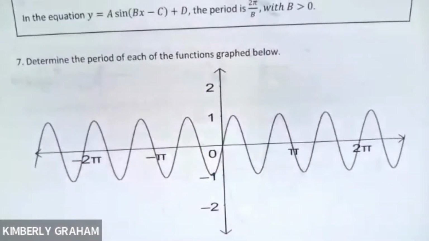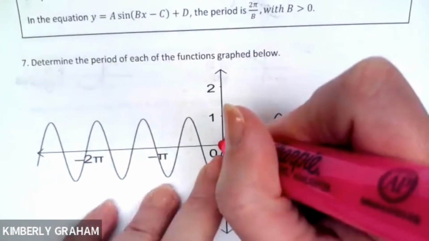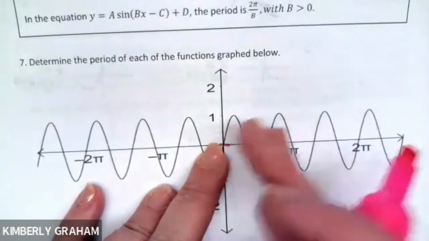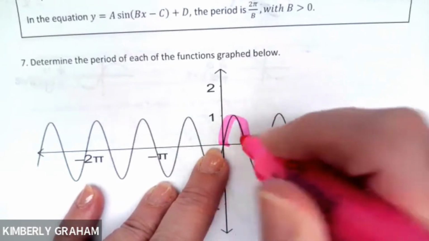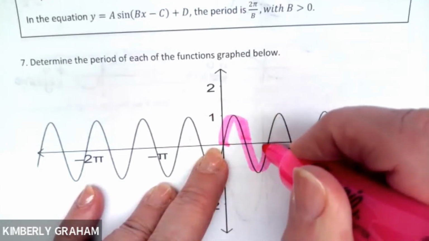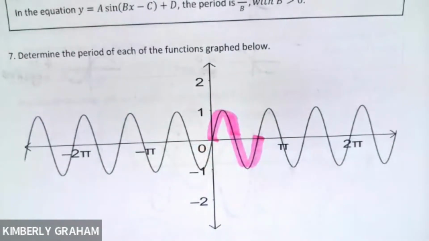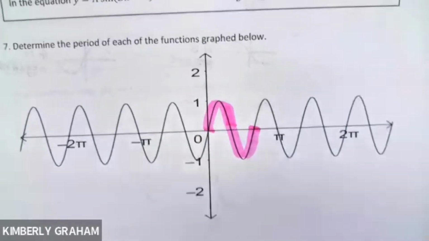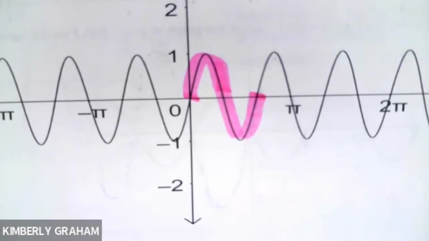Problem number 7, determine the period of each of the functions graphed below. Okay, so I'm going to start here at the origin, and I'm going to look at my graph here going toward the right. So I'm going up and I'm going down here, and I want to figure out, when is one complete cycle? I need to do this bottom part, and then I need to come back to here. This would be one complete cycle until it starts repeating itself. So that is one period. What I've highlighted there in pink is one period.